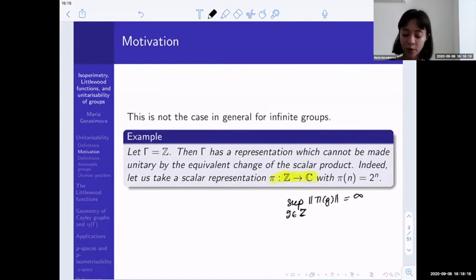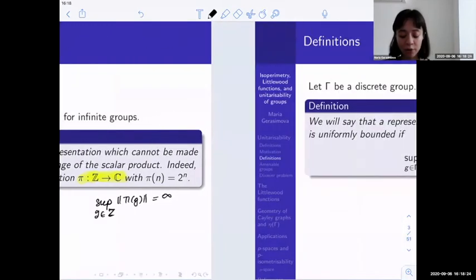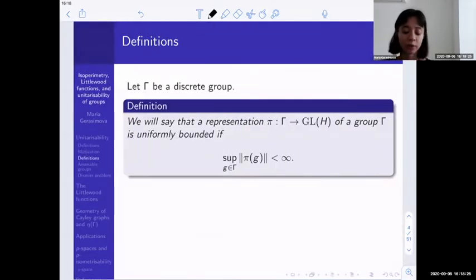And now I can explain why I need the following definition. First of all, in my talk, I will always assume that gamma is a discrete group. I will say that my representation is uniformly bounded if the following holds. Exactly what I wanted: not to consider all representations, but to focus on some class, the class of uniformly bounded representations, and this is a very natural definition in some sense.